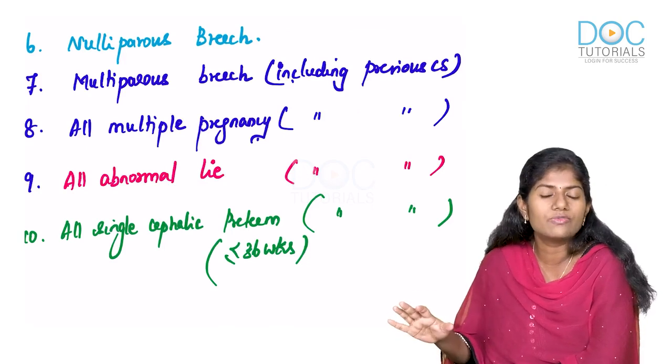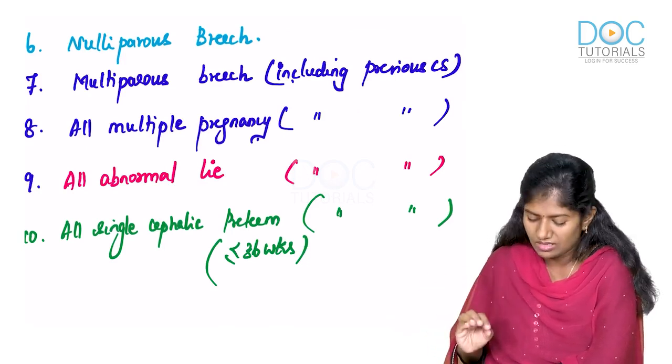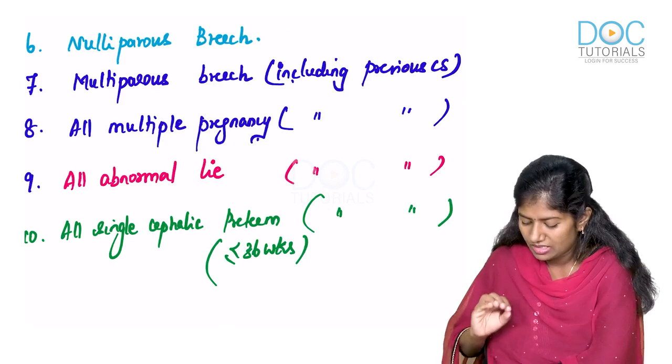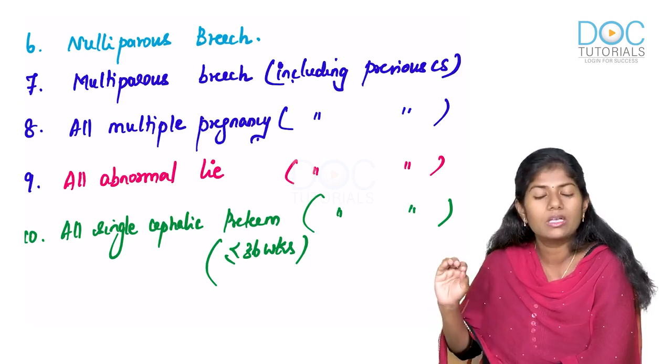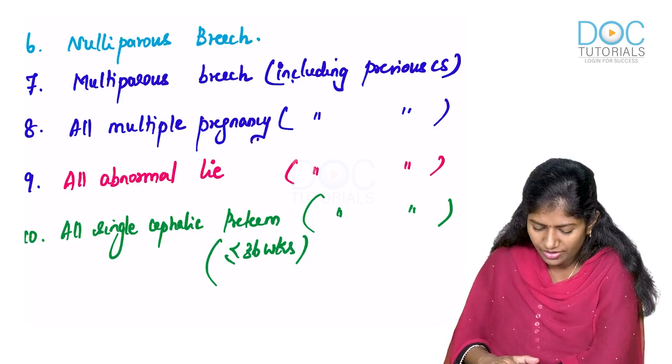All nulliparous breech fall under class 6. All multiparous breech, including previous cesarean, class 7. All multiple pregnancy, class 8. All abnormal lie, class 9, and all single cephalic preterm deliveries fall under class 10. This is the modified Robson classification.